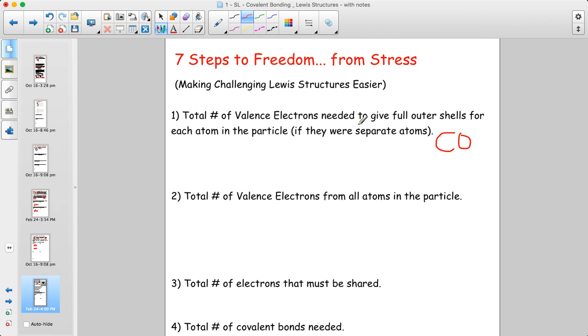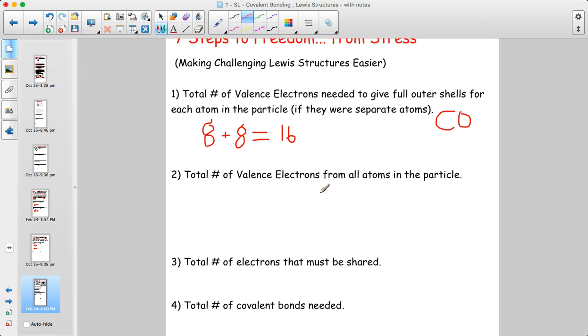Usually, this number is going to be 8 electrons for each atom. So carbon, if it wants to feel like it has 8 valence electrons, and oxygen also wants to feel like it has 8 valence electrons. So in the end, when we bond, the point of bonding these 2 atoms together is that they're each going to feel like they have this many electrons. So in total, we need to feel like we have 16 valence electrons. So step 1, add up the total number of valence electrons needed to give full outer shells for each atom if they were separate atoms.